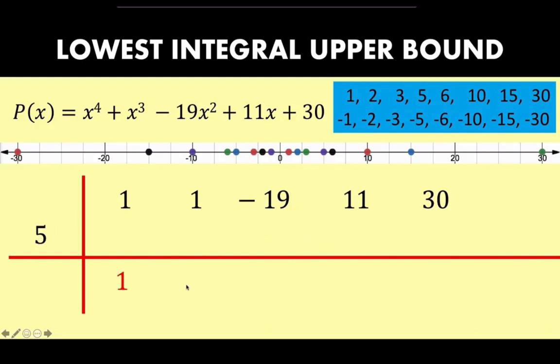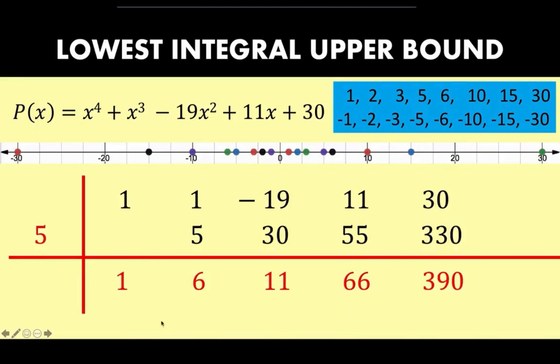Let's bring down 1, multiply by 5 to get 5, and get the sum of 1 and 5 to get 6. Multiply by 5 to get 30, then add to get 11. Multiply by 5 to get 55, get the sum to get 66, multiply by 5 to get 330, and finally get the sum to get 390. Look at the signs of the numbers in the last row. You have positive 1, positive 6, positive 11, positive 66, and positive 390. All of them are positive numbers. Because these are all positive, our conclusion is 5 is an upper bound.